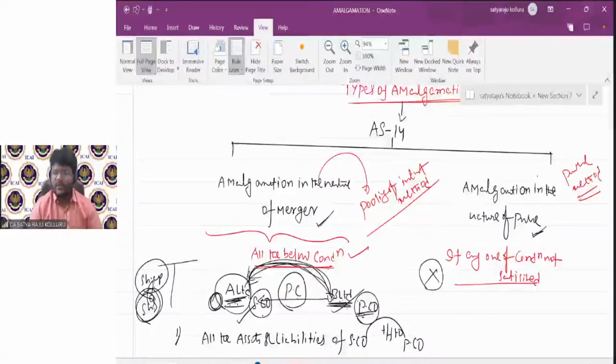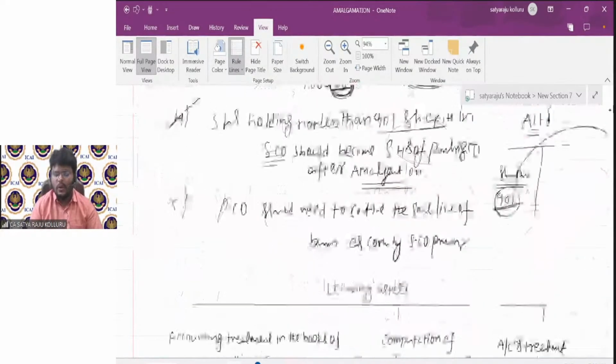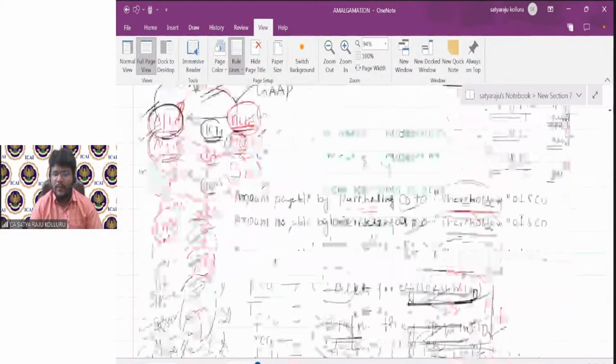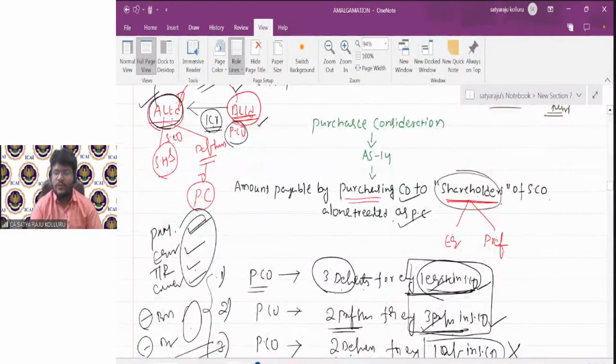Related to the purchase method, everything was discussed in the last class, but the pooling of interest method we have not yet discussed. Let me continue my flow. Sir, in calculation of PC, what are the issues we saw? As per AS 14, the amount payable by the purchasing company to the shareholders of the selling company alone we treat as PC. That means to whom we are issuing is relevant, but what we are issuing is completely irrelevant.